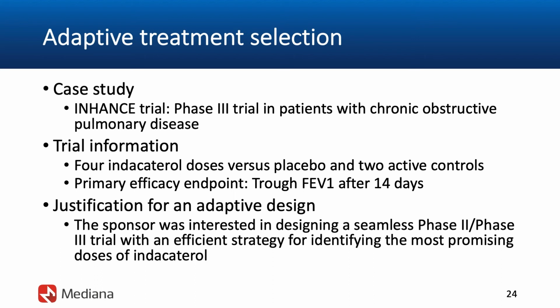This was, as I pointed out earlier in this module, one of the first, if not the first, successful application of an adaptive approach to dose selection in a confirmatory trial. This was a phase 3 trial in patients with chronic obstructive pulmonary disease, COPD, and it was set up as a seamless phase 2, phase 3 trial in the sense that it was a two-stage trial.